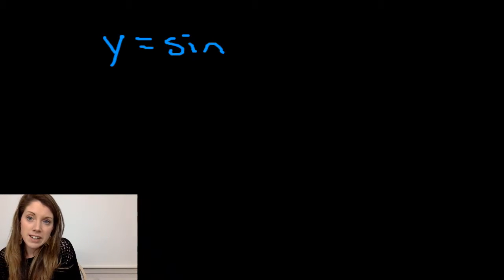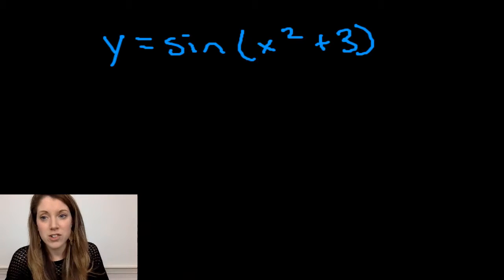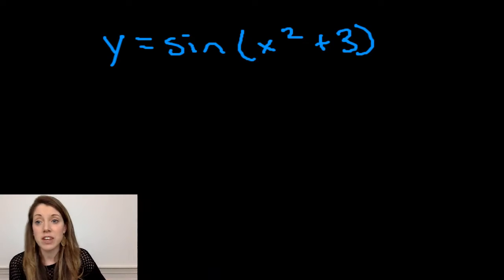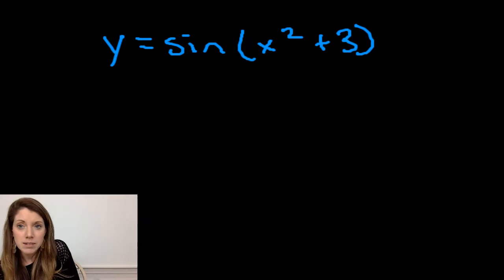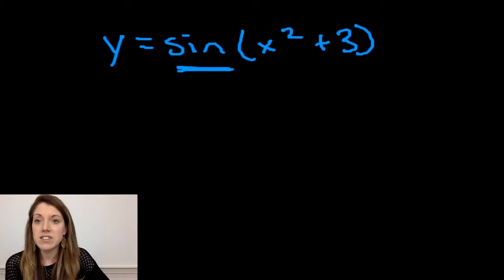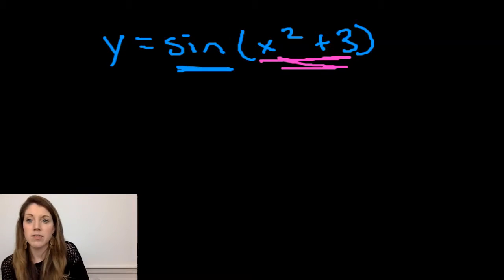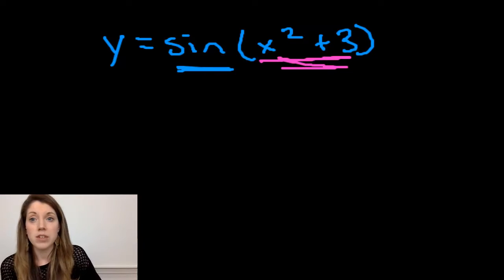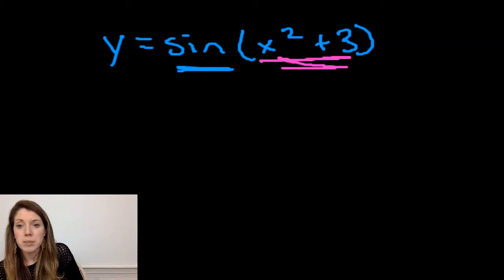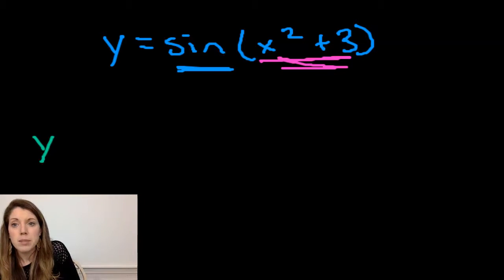In fact, that's a little too dark. Let's do a lighter color. Since we talk so much about y equals sine of x squared plus 3, I thought, hey, why not derive it? We've already decided what the outside function is, which is sine. And the inside function we've decided is u, x squared plus 3. That's the inside function.